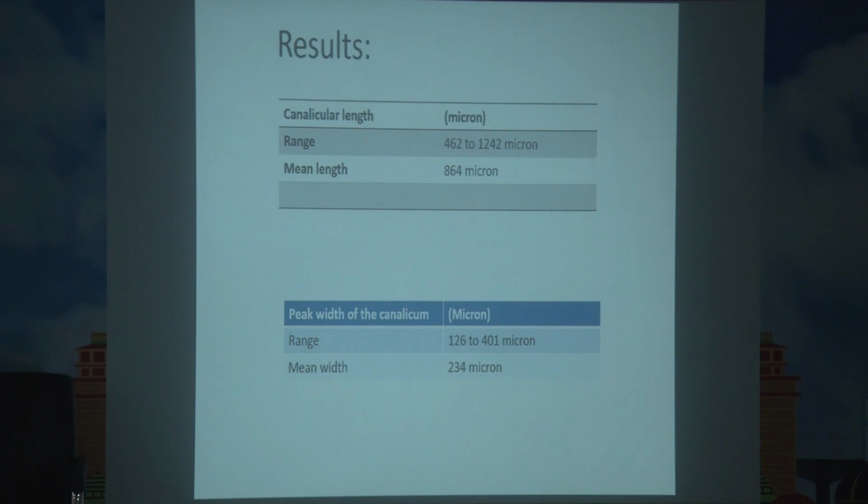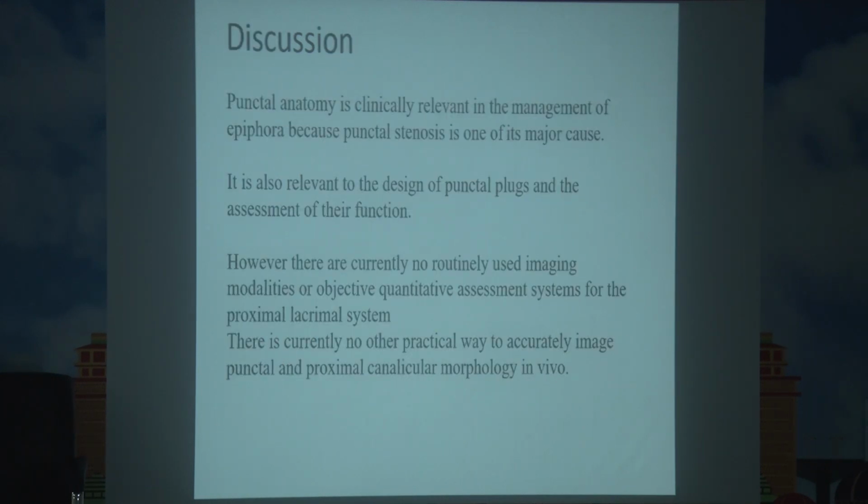Canalicular length ranged from 462 to 1242 microns. Mean length was 864 microns. Peak width of canaliculus ranged from 126 to 401 microns with mean width of 234 microns. Punctal anatomy is clinically relevant in the management of epiphora because punctal stenosis is one of the major causes. It is also relevant to design the punctal plug and assessment of their function. However, there are currently no routinely used imaging modalities or objective quantitative assessment systems for the proximal lacrimal system. There is currently no other practical way to accurately image the punctum and the proximal canalicular morphology in vivo.